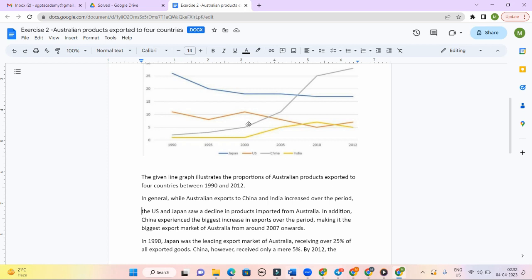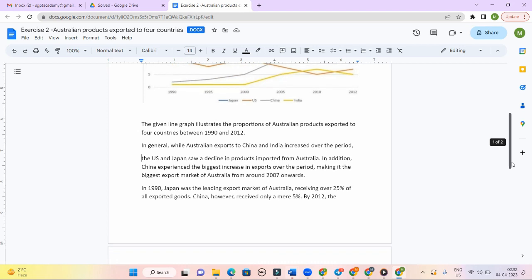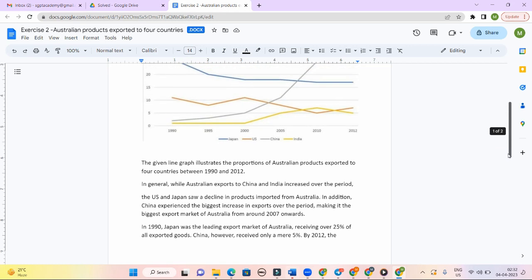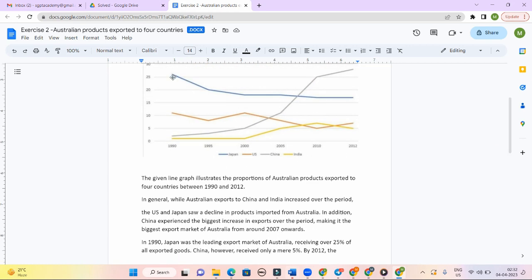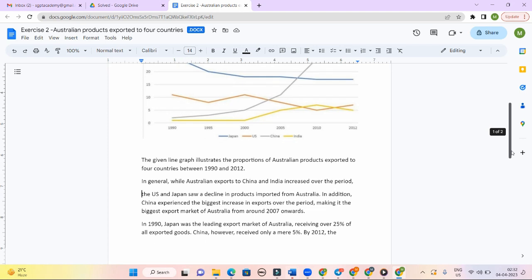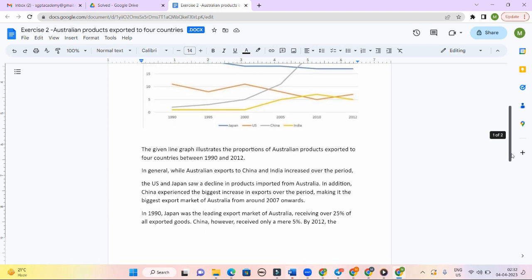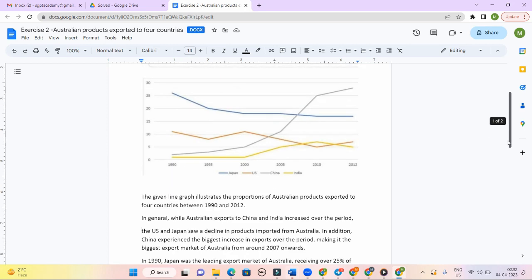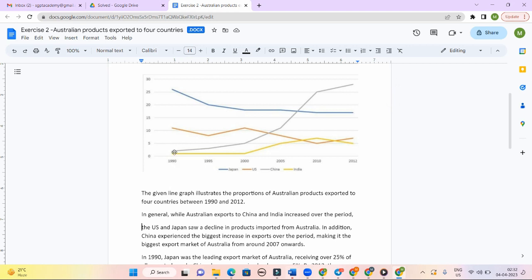So you can see in the graph, for China it increases sharply from here. So that means for China, the export has increased. In 1990, Japan was the leading export market for Australia. Japan was above 25 percent, receiving over 25% of all exported goods. China, however, received only a mere 5%. So at that time, China was slightly below 5% only.